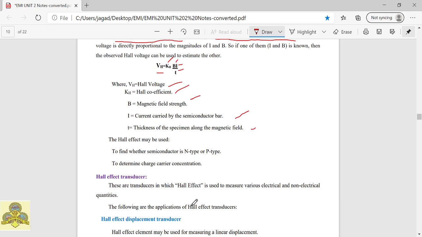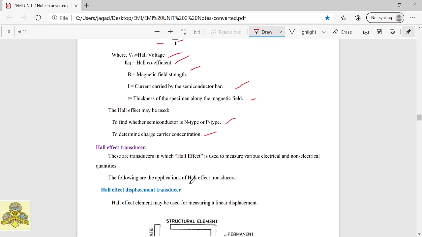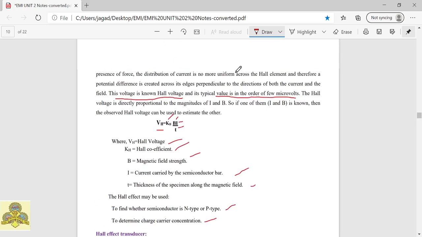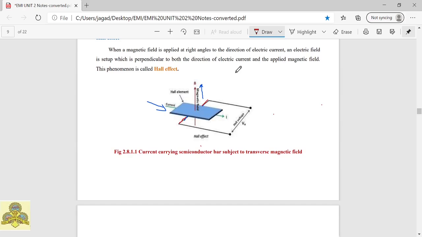Next, the Hall effect may be used to find whether the semiconductor is N type or P type. This is an application of the Hall effect. So how do we use, or where do we use this Hall effect? To find whether a semiconductor is N type or P type, we can use this Hall effect. And to determine charge carrier concentration, the concentration of carrier charges can be determined by using this Hall effect. Fine. Till now we have seen what the Hall effect is and the principle of the Hall effect.